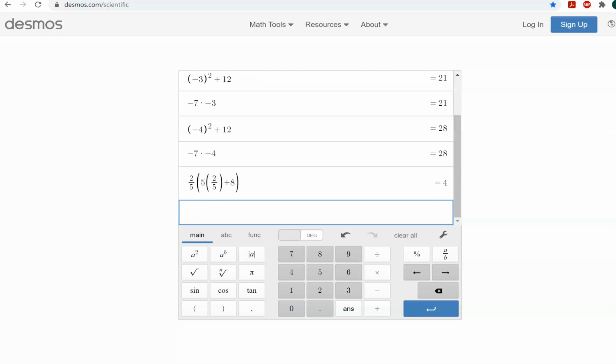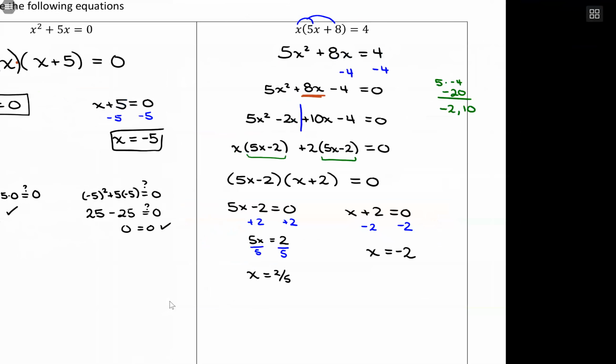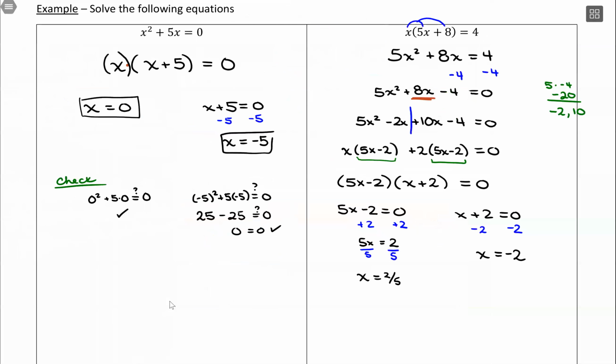So that is perfect. And same thing with -2. So -2 times 5 times -2 plus 8. And I did something wrong there. There we go. Multiply. There's our +4. So that all balances out. So that's our solving quadratic equations using factoring.